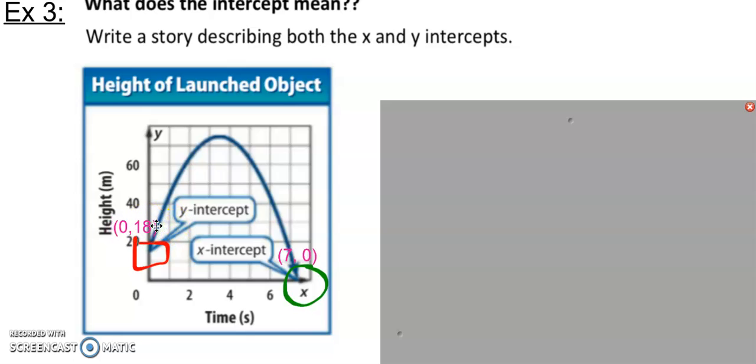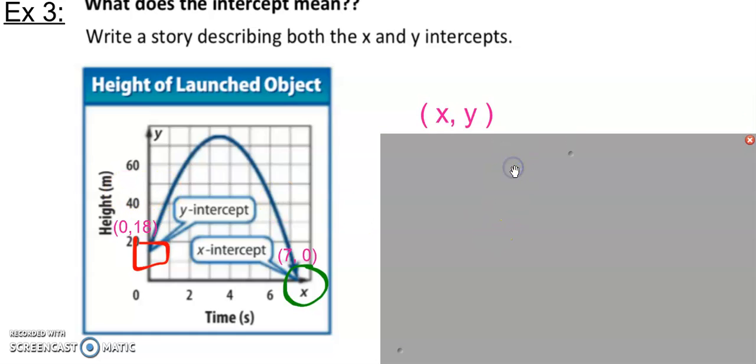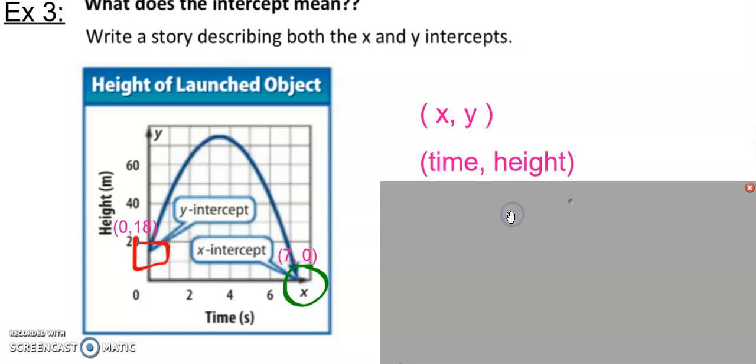So now that we have circled and labeled and boxed and labeled our intercepts, let's talk about what these mean. So let's first think about, what does our x and y stand for? Well, here the x-axis is labeled as time and the y-axis is labeled as height. So that means that the ordered pair represents the time at a particular height.